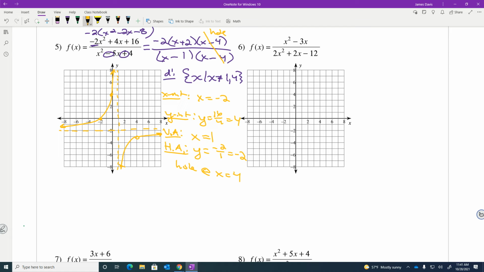Once you get the hang of it, the factoring is the hard part, and then it's just basically remembering how you find each of these. So if you need to study how to find all those, do so.